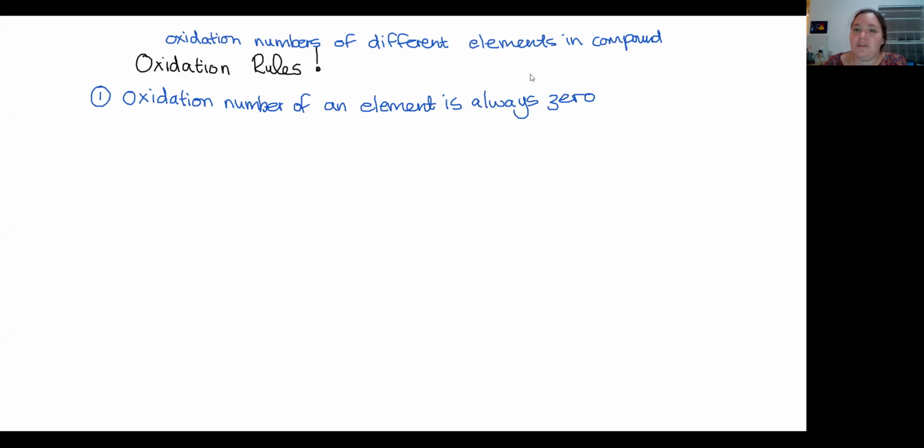So, for example, if I tell you copper and there's no charge on it, its oxidation number is 0. If I tell you hydrogen gas, even though it's diatomic, there's only one type of element that's there, its oxidation number is 0. If I get really fancy and I tell you sulfur 8, because sulfur forms a molecule that's got 8 sulfur atoms, the oxidation number is 0.